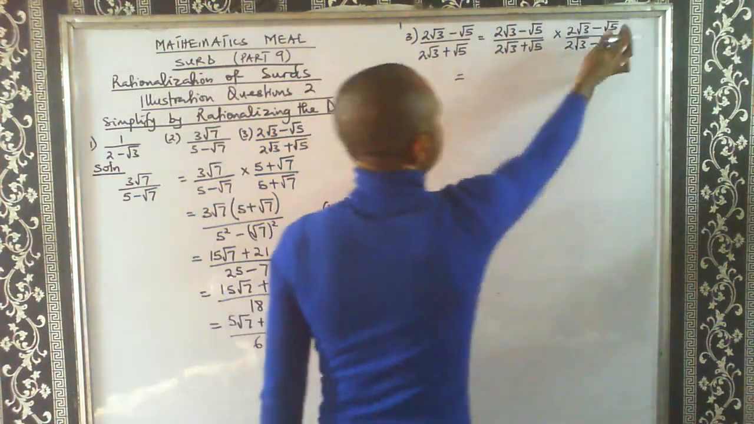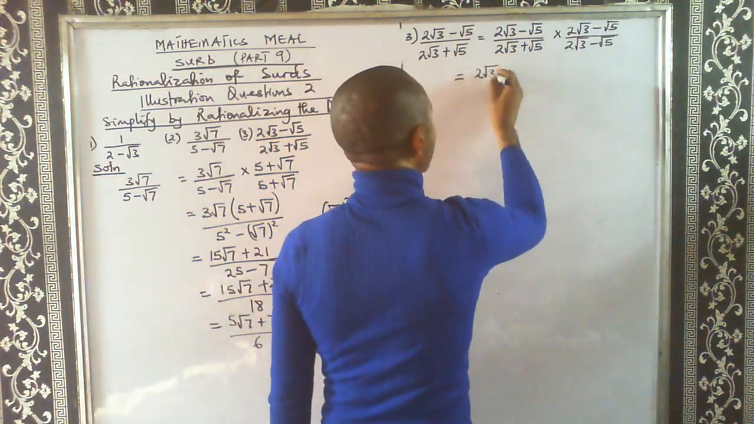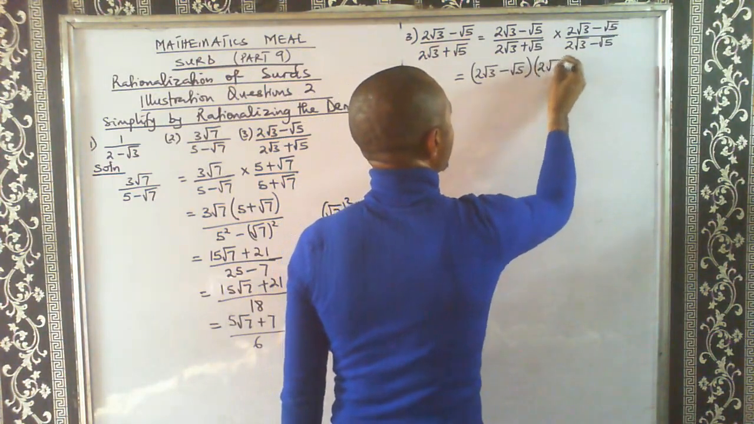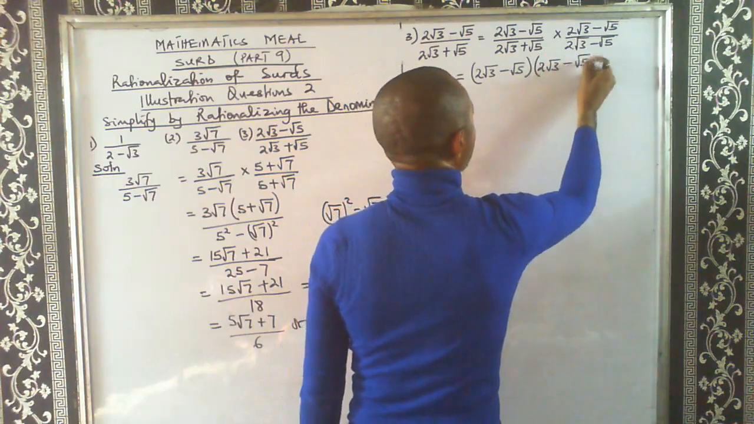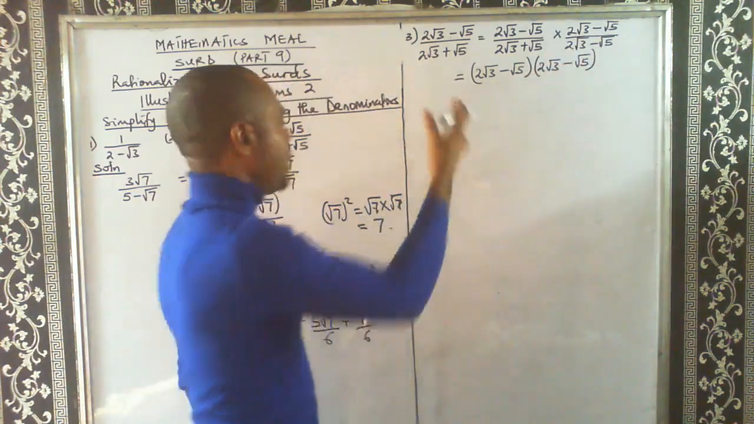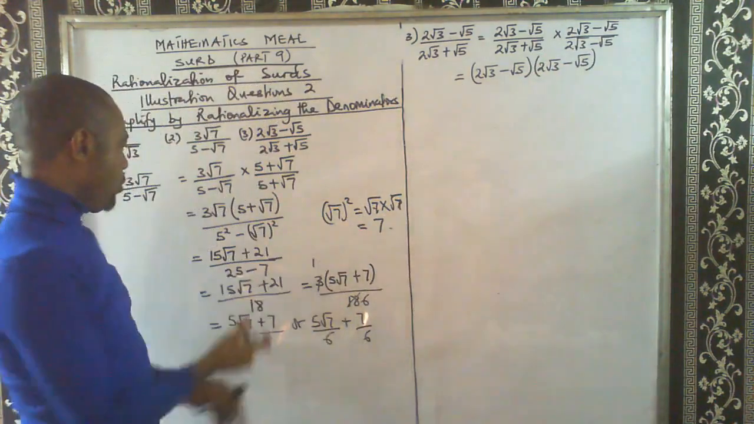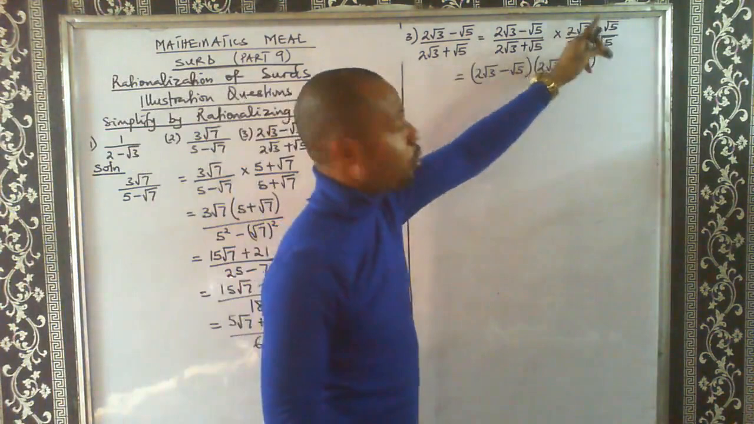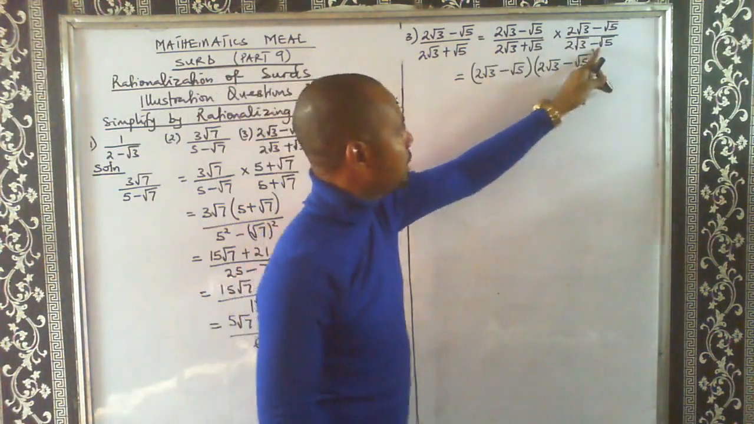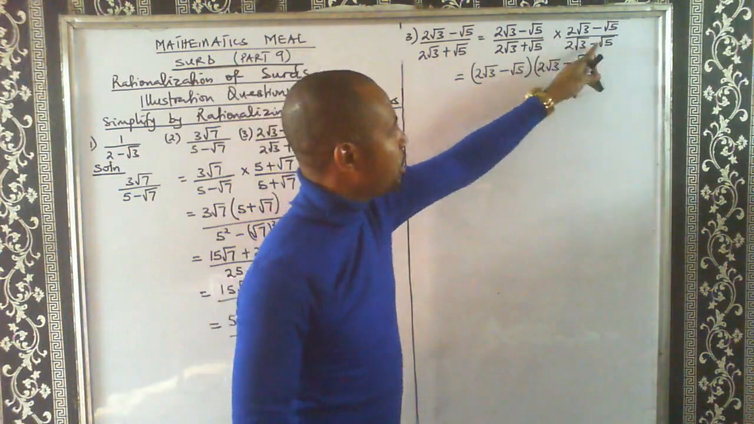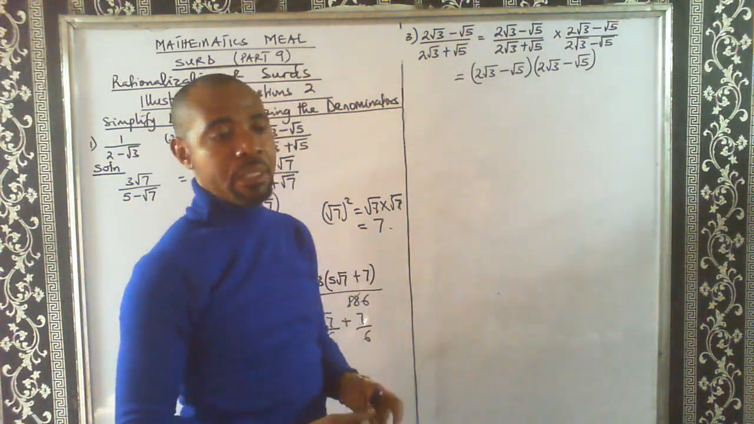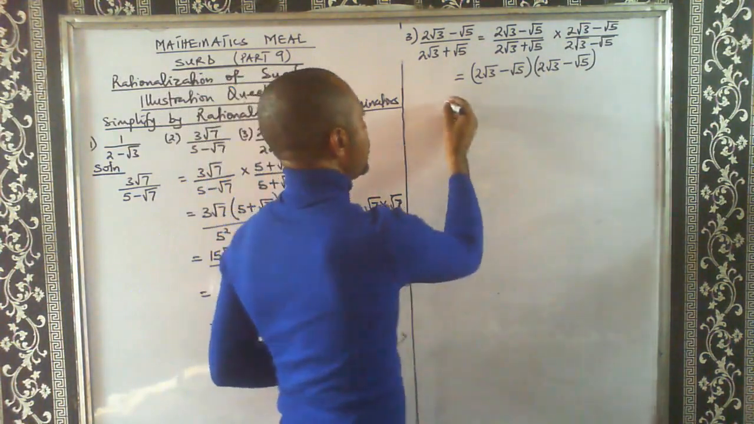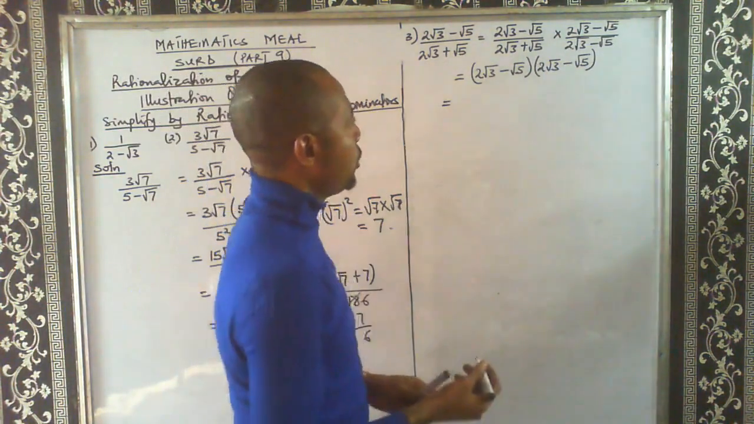So this times this will be 2 square root of 3 minus square root of 5 times 2 square root of 3 minus square root of 5. You see, I did not apply that principle, the principle that we have been applying for conjugates, because this and this are not what? Conjugate. It's this and this that are conjugate. You can see the difference between them is just the sign separating them, so they are conjugates. Okay? So let's continue.